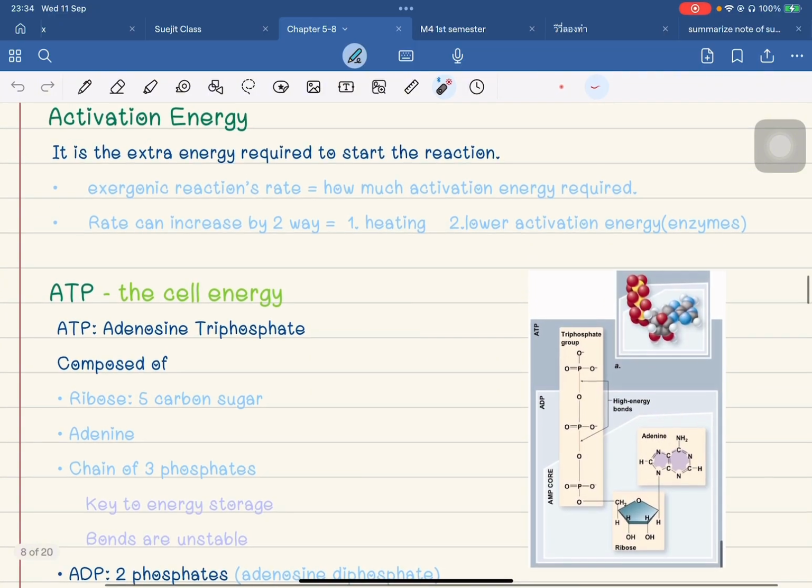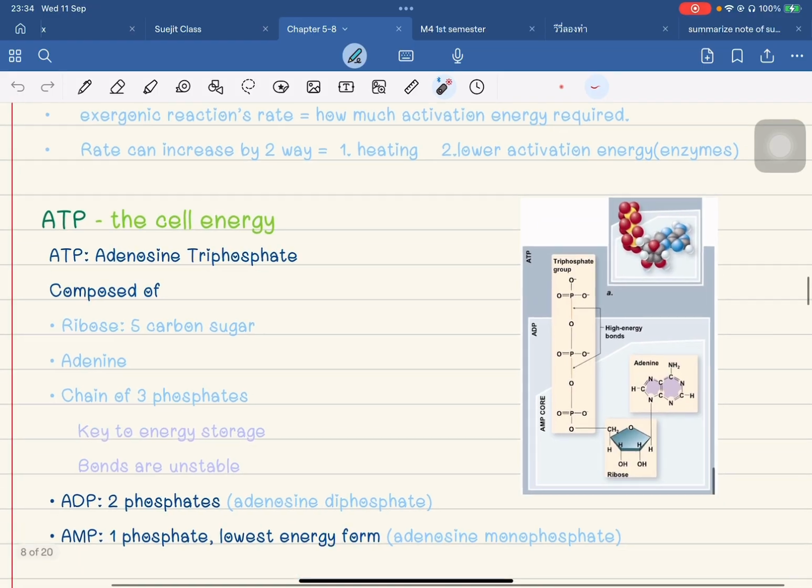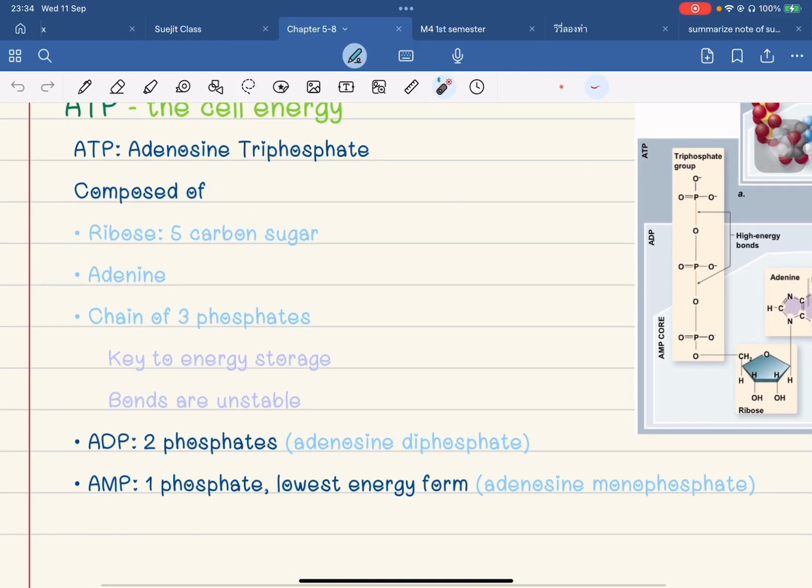After we learn that, we're going to learn about ATP, which is the cell's energy currency. ATP stands for adenosine triphosphate. It is composed of ribose, which is a 5-carbon sugar, adenine, and of course a chain of 3 phosphates. That's the name. It is the key to energy storage, and the bonds are unstable also.